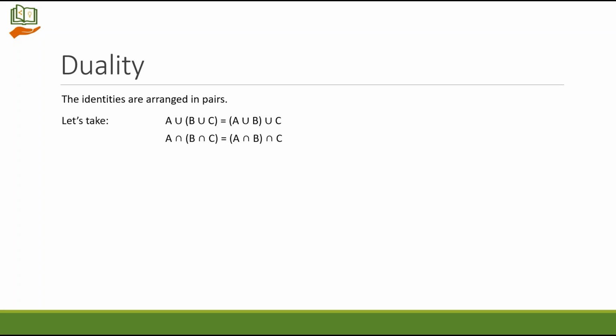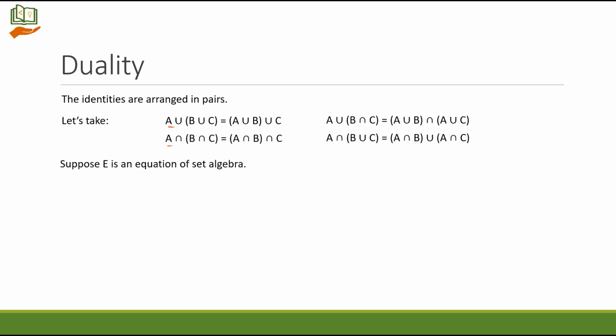Next we will learn about duality. The identities are actually arranged in pairs. This is actually the associative law. How have they arranged the associative law? In pairs. It means one pair is for union, the other pair is for intersection. Similarly, we will take the distributive law: A union B intersection C and A intersection B union C.